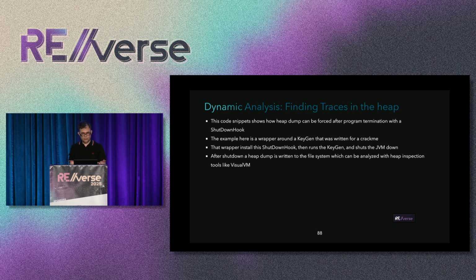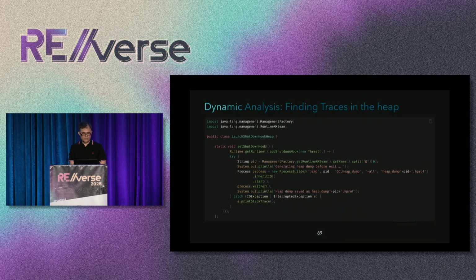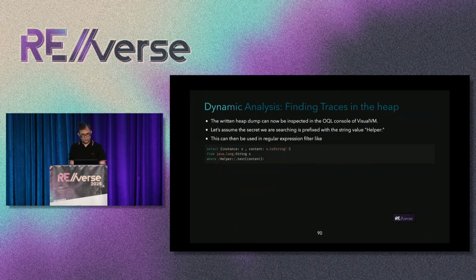So here I wrapped my keygen with a shutdown hook, so I could look inside what is actually created as strings in the hackme, for example. So this is how a shutdown hook looks. When the VM shuts down, here I call into JMX, and JMX calls jcmd, and jcmd does a full heap dump, and then it writes the heap dump with the current PID to the file system. And now comes the trick.